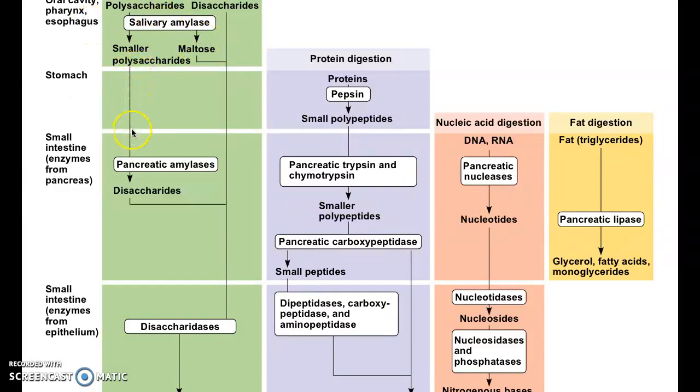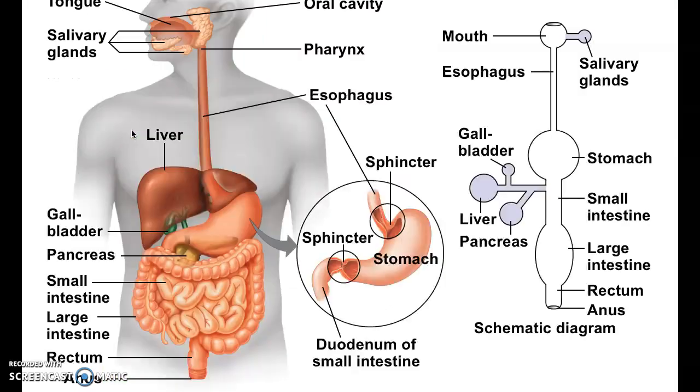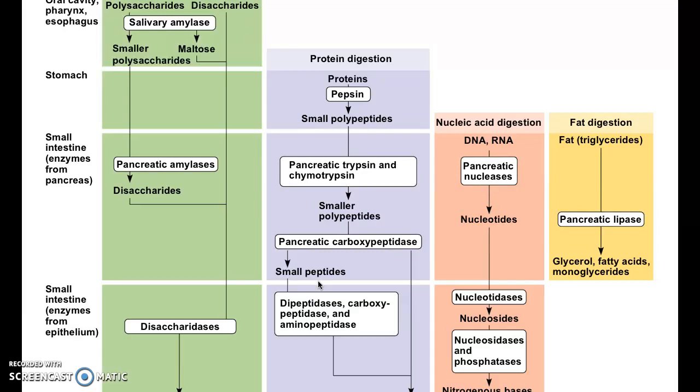From there, it goes into the stomach. The stomach has a very acidic environment, so it basically neutralizes the amylase. The amylase is denatured, so there is no carbohydrate digestion in the stomach. The carbohydrates do not break down in the stomach. From the stomach, it goes into this little part called the duodenum. In this duodenum area, you're going to see most of carbohydrate digestion takes place.